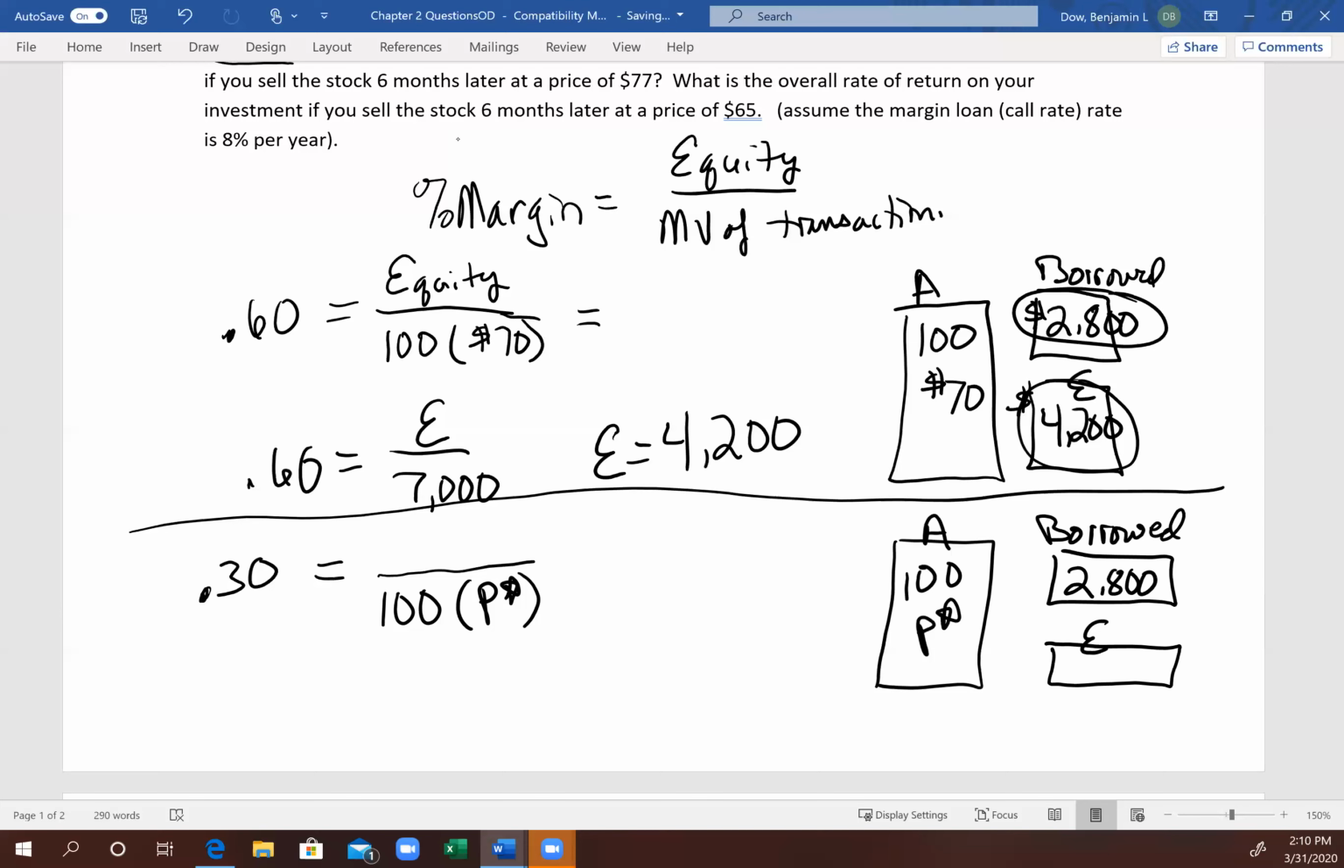Okay. If the price rises, if it went to, let's say it went to $90, then all of a sudden you've got assets that are worth 9,000. You only borrowed 2,800 against it. And so you've got a nice hefty equity position. If the stock falls, let's say it falls to $60, you only have 6,000 worth of assets and you borrowed 2,800 against it.